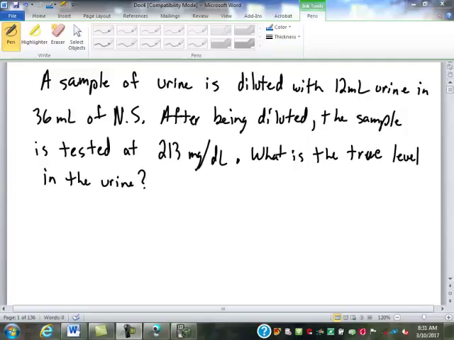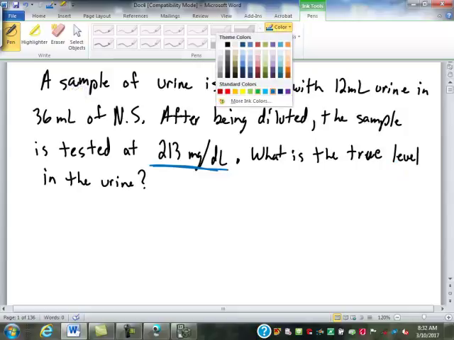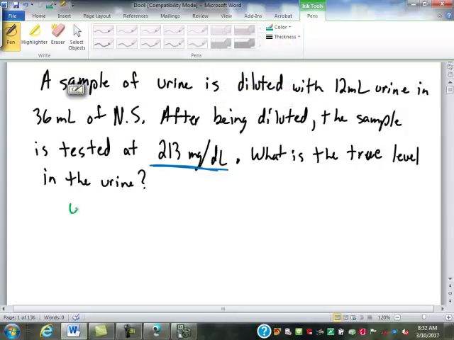So last week we started talking about dilutions, and this is one of the more in-depth examples here. We have a sample that's being diluted with 12 milliliters of urine and 36 milliliters of sterile water. After being diluted, the sample is tested and the reading is 213 milligrams per deciliter. What is the true level of the urine? Well, the first thing we need to figure out is what dilution was used.